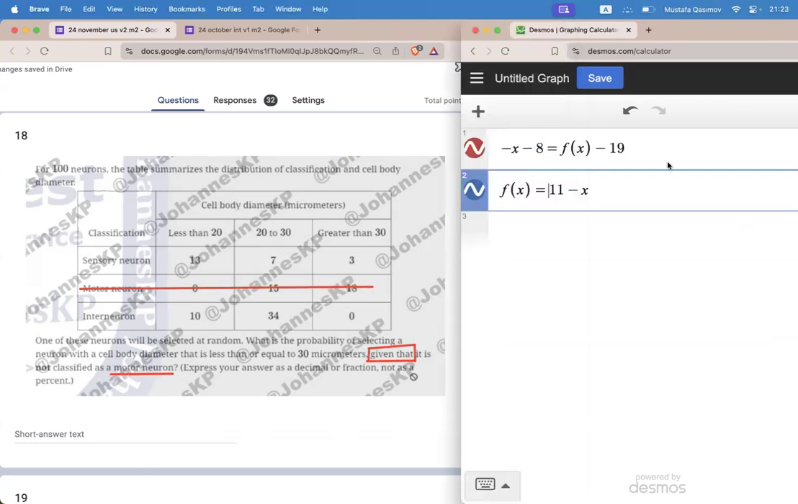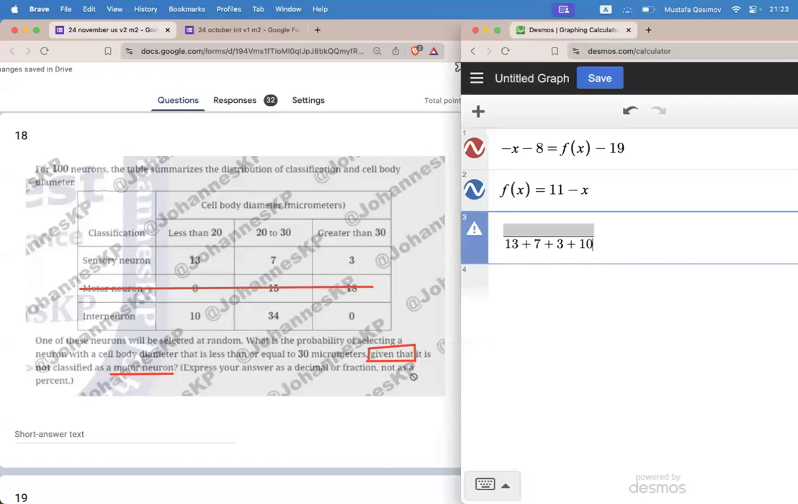So we will have here 13. We have to select it from 13, 7, 3, 10, 34, and 0, right? We have to add all of them. Then we have to look here. What's the probability that it is less than or equal to 30? Less than or equal to 30 means it is this part, right? Here.